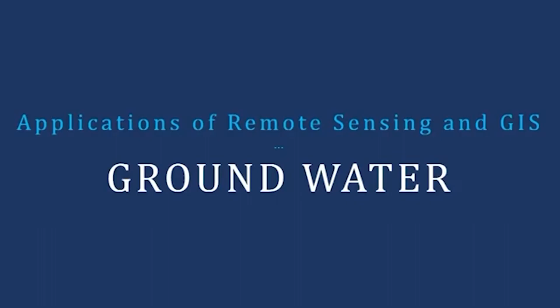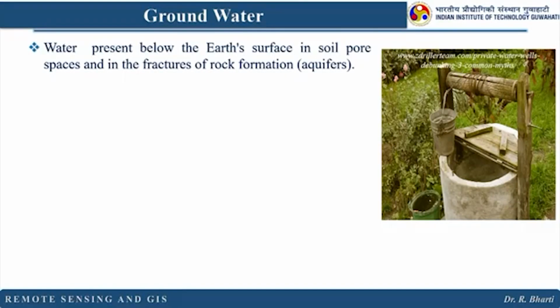Now let us see what the potential application of remote sensing and GIS is in groundwater exploration. Here I will give you a little background of this problem, why it is so important. I think you know why water is important, and especially groundwater. Groundwater is water present below the earth surface in pore spaces and in fractured rock formations. So basically we are talking about the soil pore spaces where water is present, or the fractures of rock formation where water is present.